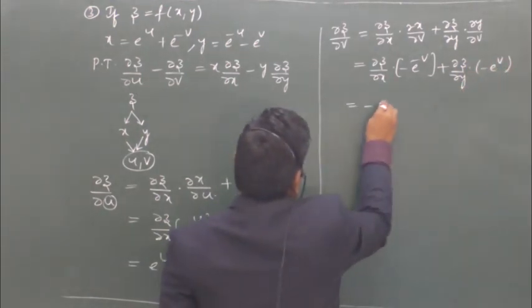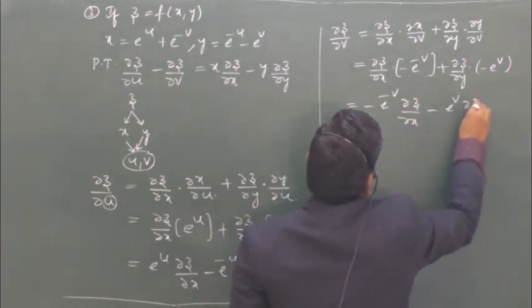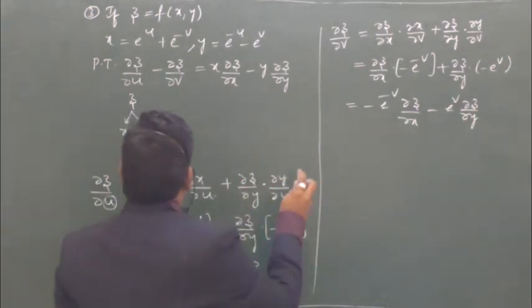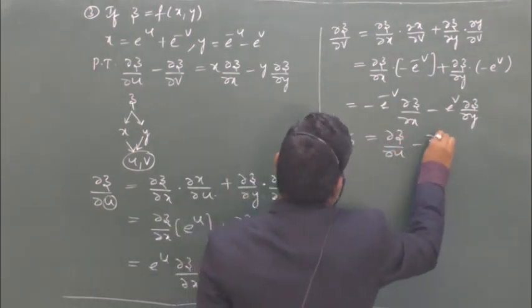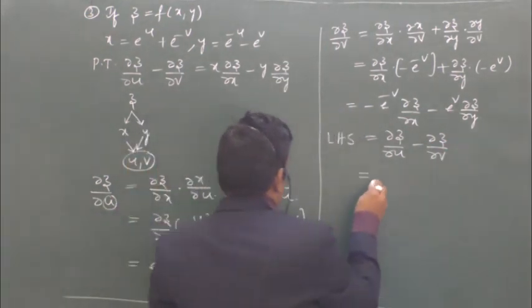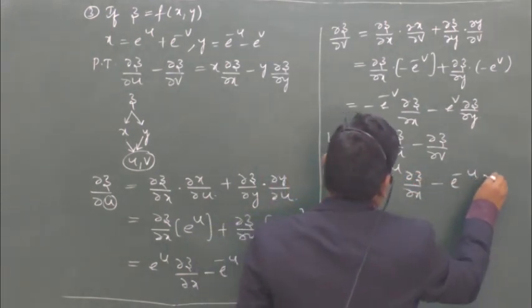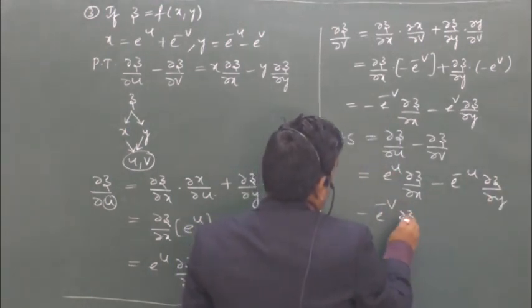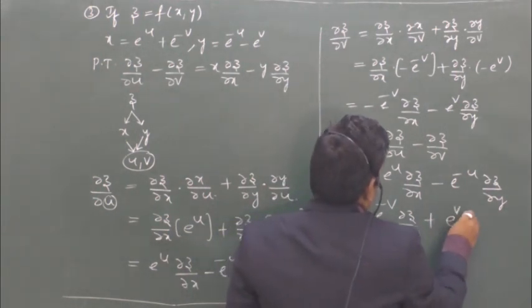Now this is minus e power minus v dou z by dou x minus e power v dou z by dou y. Now let us start with left hand side. This is dou z by dou u minus dou z by dou v. This is equals to dou z by dou u is e power u into dou z by dou x minus e power minus u into dou z by dou y minus e power minus v into dou z by dou x minus, plus e power v into dou z by dou y.